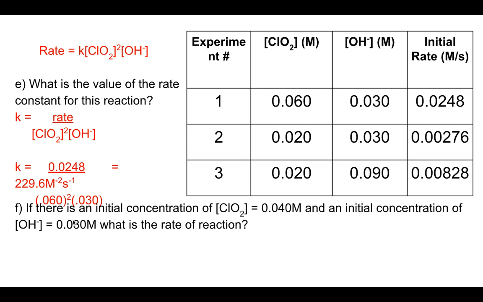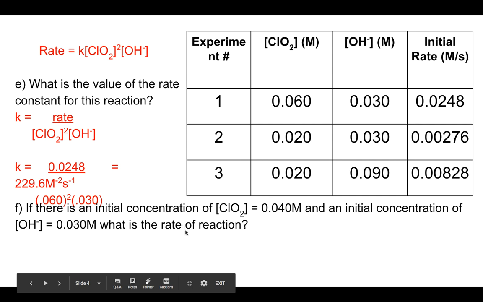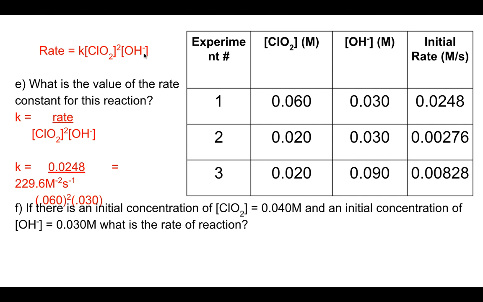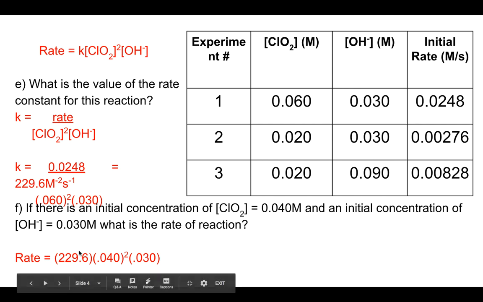Okay, and then last up here, if there's an initial concentration of ClO2 equals 0.04 molar and the OH is 0.03 molar, what's the rate of the reaction? We're just plugging our values into our rate law at this point. So we're going back to this rate law. We now have a k value for it.